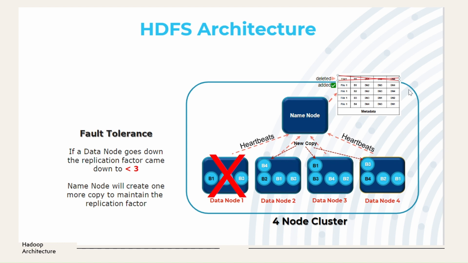Okay, so now what happens? See here, the metadata is updated. File 1 block 1 is stored at which data nodes? Data node 2, data node 3, and data node 4. Block 2 is at data node 2, data node 3, and data node 4. Like this the metadata will be updated.